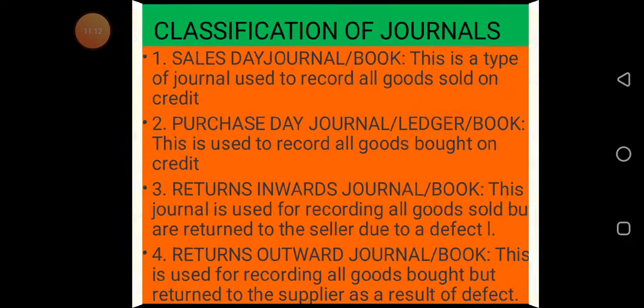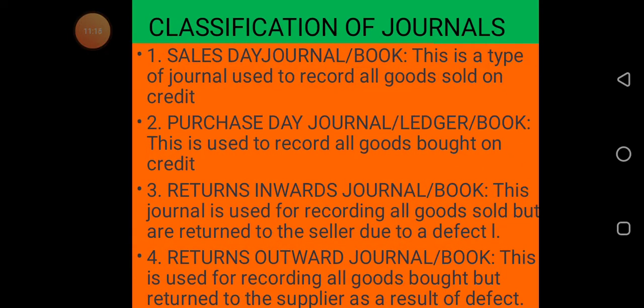Now let's look at the classification of journals. Journals have two broad categories.